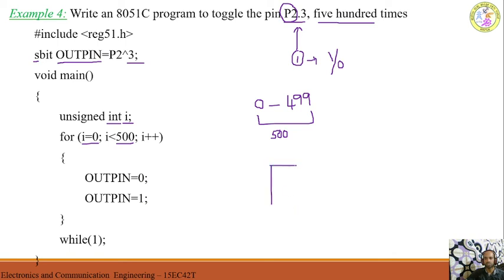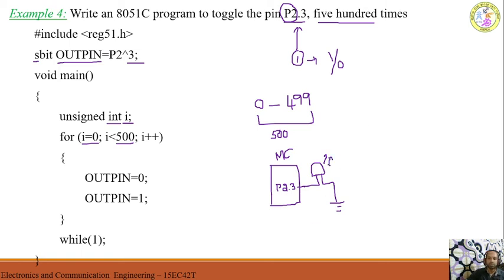For example, let us assume that this is our 8051 microcontroller, and this pin is P2.3. Suppose this pin is connected to an LED. Let us assume that an LED is connected here and the other end of the LED is connected to ground. This is the light emitting diode.